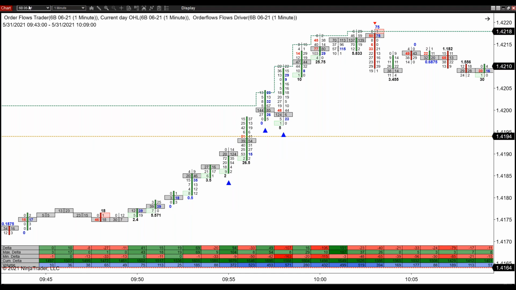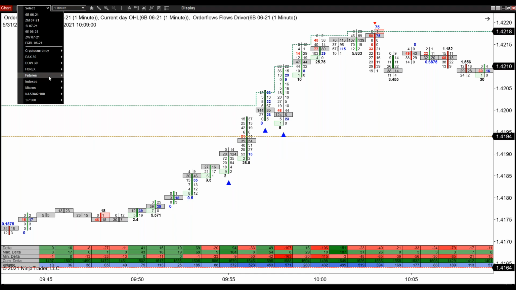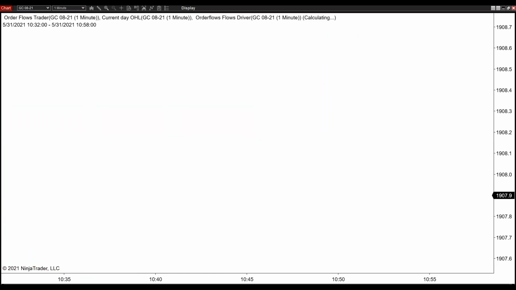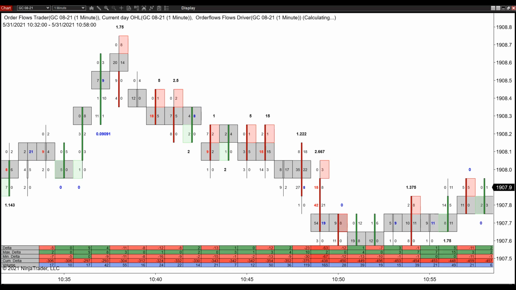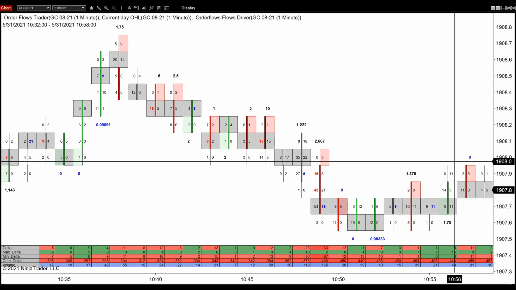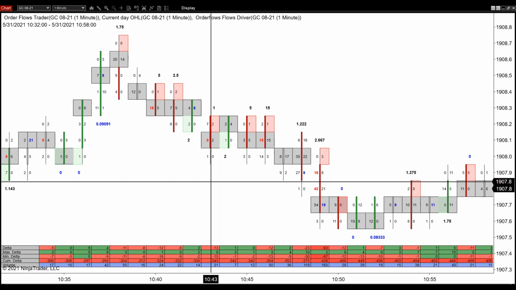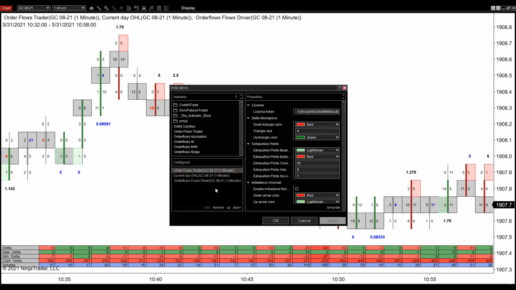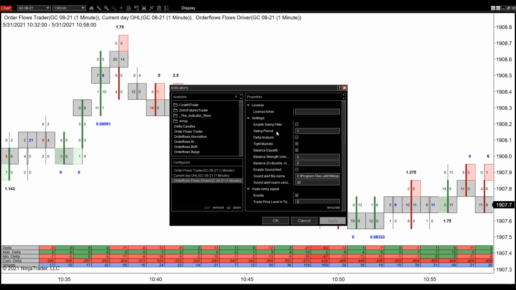Now, I'll give you an example. Let's take a look at gold. Gold is a nice market to trade. It moves a lot. There's a lot of price movement up and down. Now, again, you can see here it's calculating. Just give it a second to come up. Okay, so the default settings of FlowsDriver are pretty simple. Whoops, here it is. There's a footprint chart.